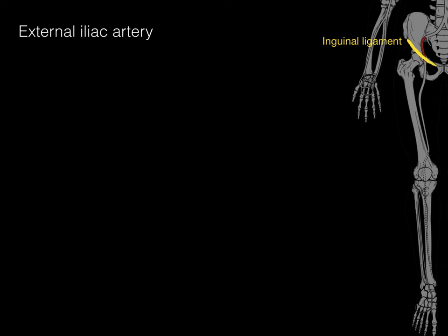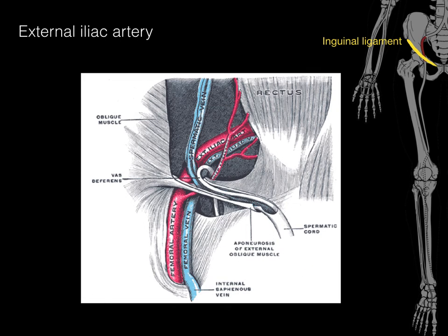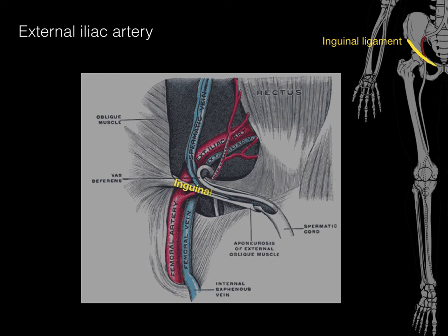It's an aponeurotic extension of the external oblique that goes from the anterior superior iliac spine to the pubis. And after the external iliac artery courses deep to the inguinal ligament, like this, there's our inguinal ligament, and there's the external iliac artery. When it goes underneath the inguinal ligament, it becomes the femoral artery like that.